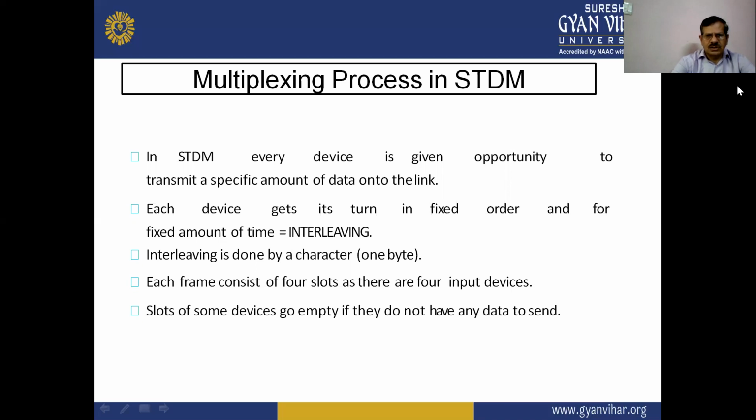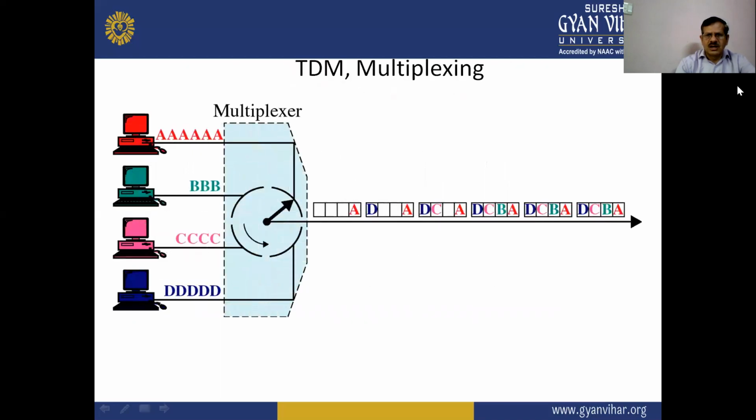Each frame consists of 4 slots as there are 4 input devices. So slots of some devices go empty if they do not have any data to send. So this is the multiplexing process in STDM.